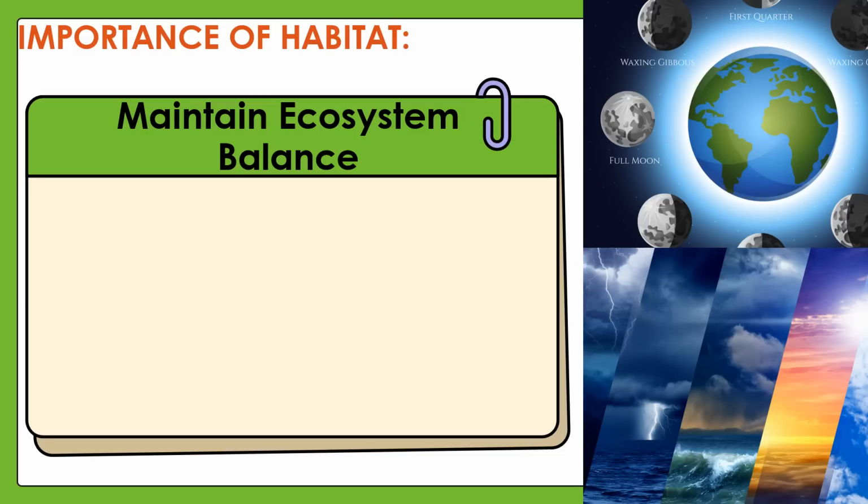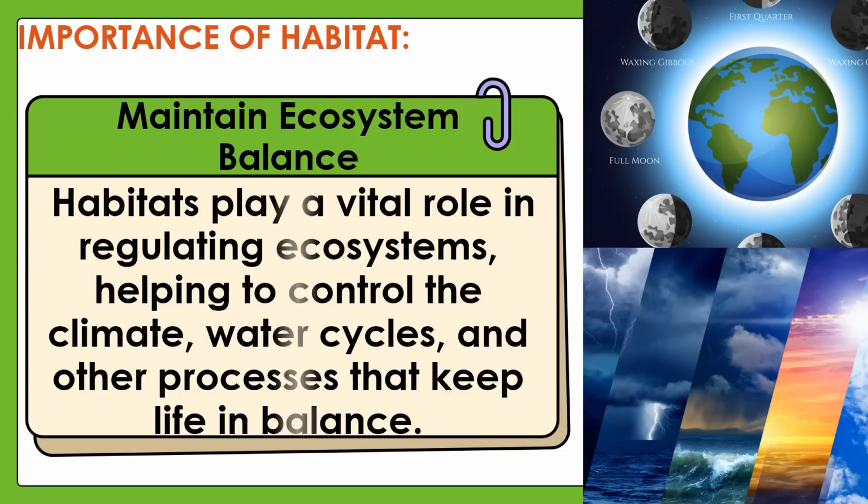Fifth, maintain ecosystem balance. Habitats play a vital role in regulating ecosystems, helping to control the climate, water cycles, and other processes that keep life in balance.